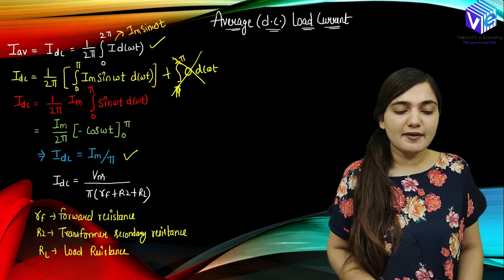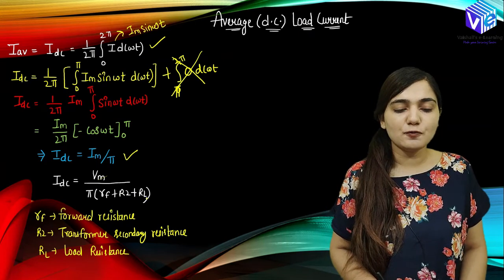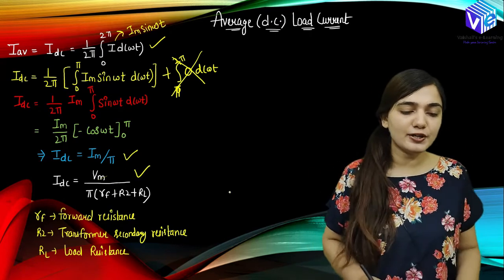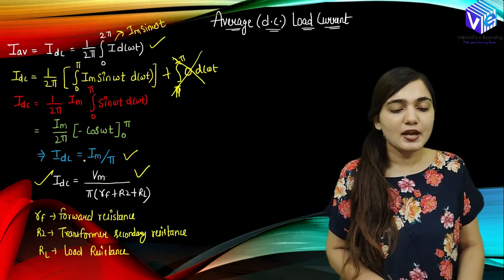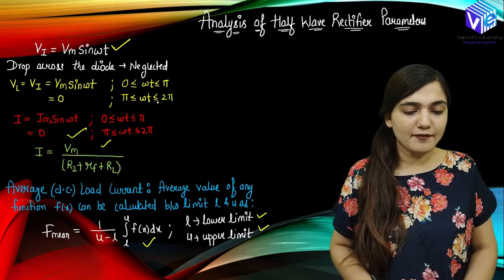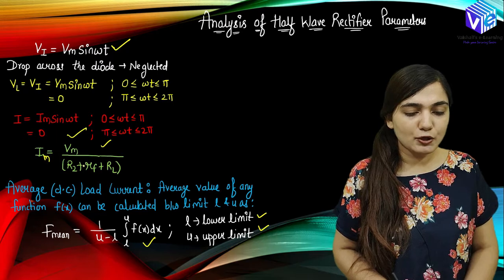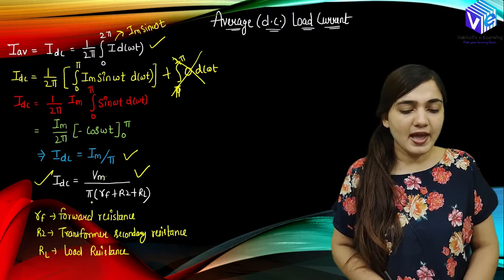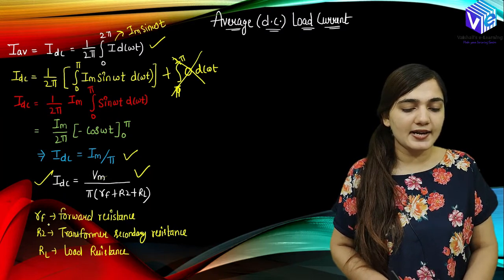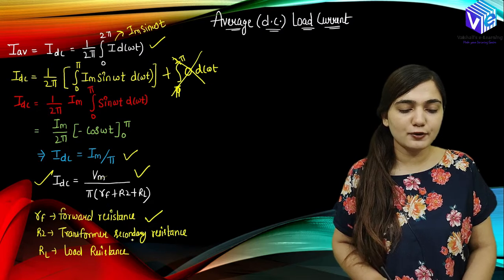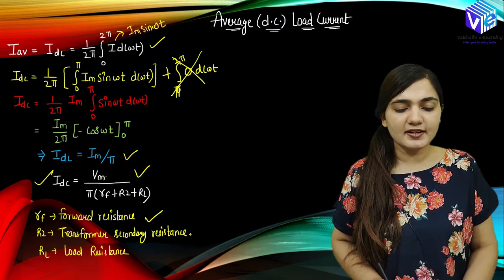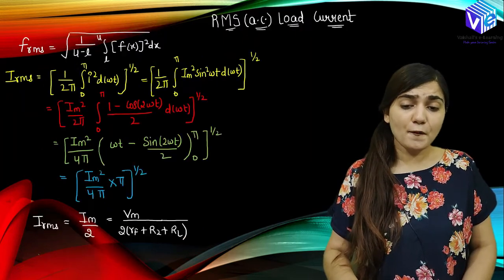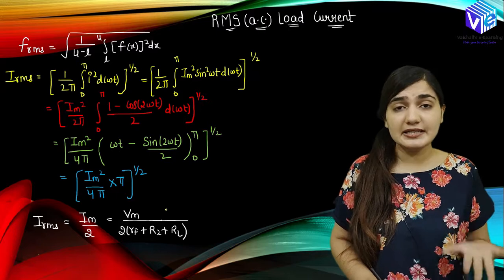What was Im? Im was Vm upon Rf plus R2 plus RL. So this is how, in terms of the maximum current or the maximum voltage, I can represent the IDC. I have already told you, Im is equal to Vm upon R2 plus Rf plus RL. So I have just replaced the value of Im, and this is how you will be calculating the IDC, where Rf is a forward resistance, R2 is the transformer secondary resistance or the winding resistance, RL is a load resistance, right? I hope you understood how we calculated the DC current.